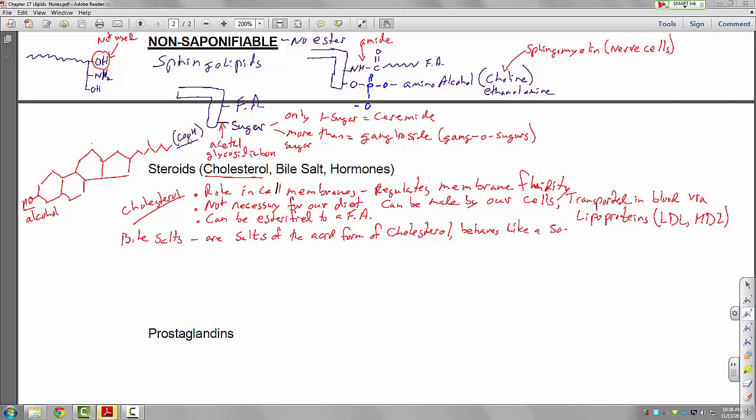In the lab we talked about emulsification and emulsifying agents. So these emulsify lipids in our diet and simply aid in digestion. So cholesterol, bile, lastly hormones.